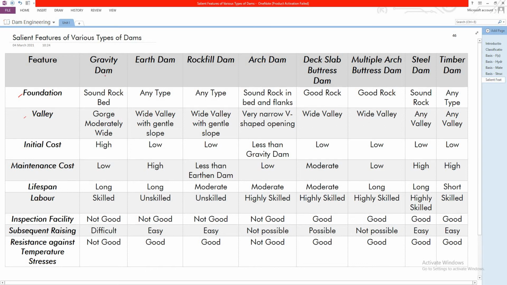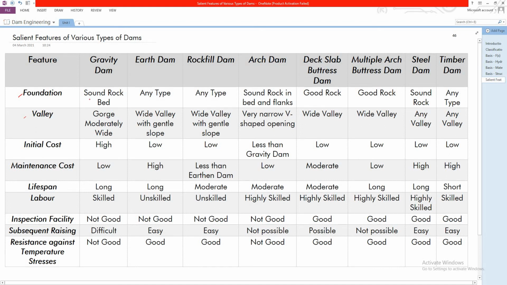So first of all, let's take a look at what kind of dam we will be seeing and what are the various comparative aspects that we are going to discuss in this specific topic. So the first dam is gravity dam. Then the second one is earthen dam and rock-fill dam. Earthen dam and rock-fill dam both are embankment type dam. Alright. Then arch dam, low in weight but complex in design. Then deck type and multiple arch type buttress dam. Then based on materials, steel dam and timber dam are here. And the aspect that we are going to compare these dams alongside, the first one is foundation.